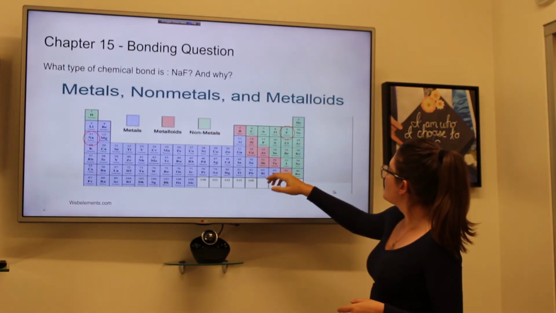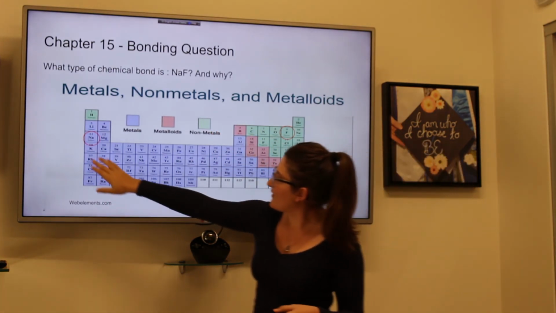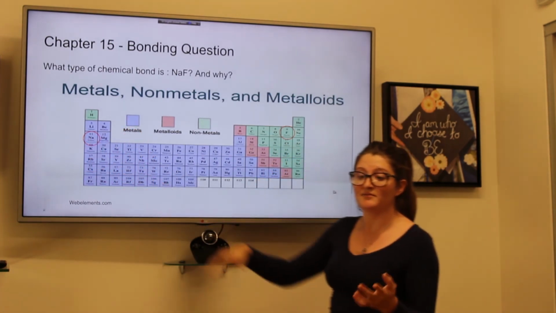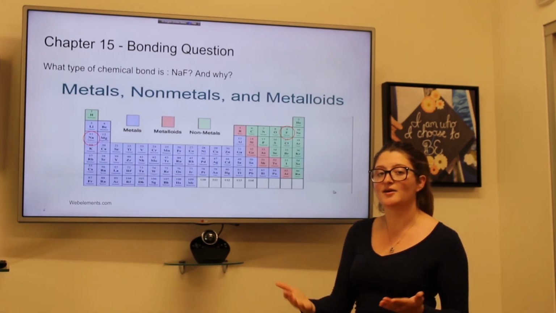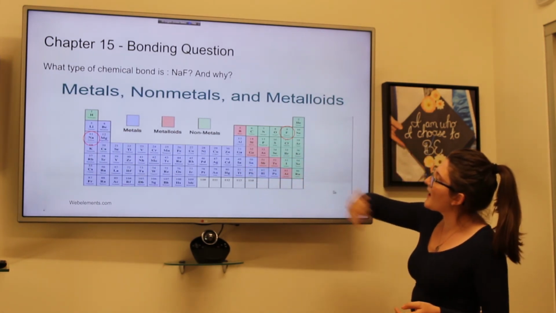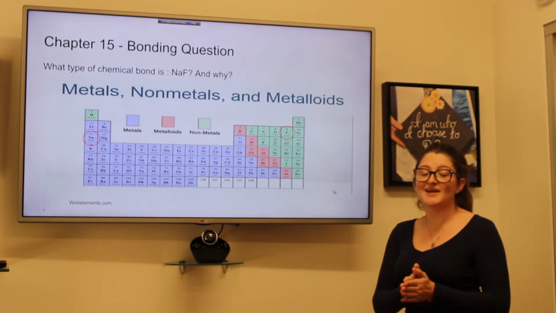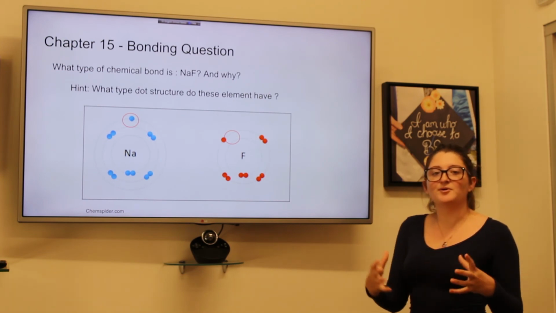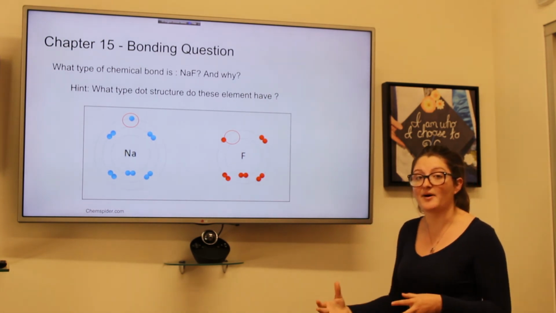So let's look for the Na. Here we see the Na is in the metals category. So now it can be either a metallic bond or an ionic one. Where is the other element? When we look over, we can see it's a non-metal. So that takes metallic off the table. But let's confirm that it's an ionic bond.